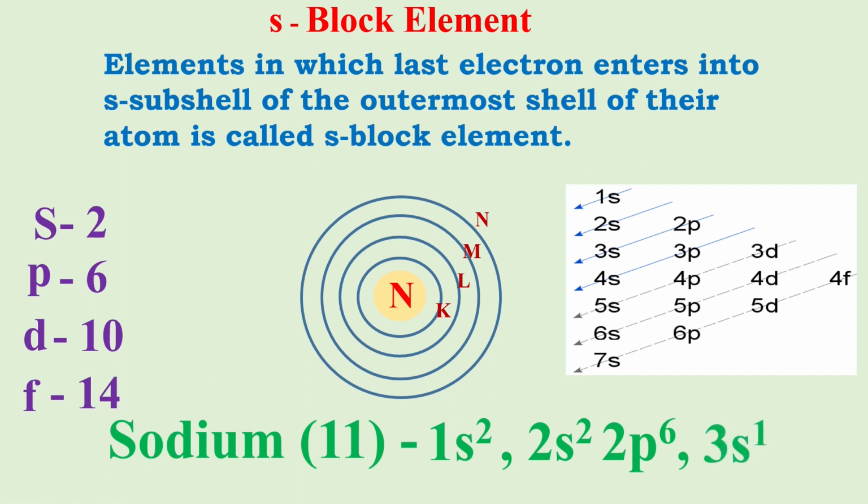In the same way, in all the elements of group 1A and 2A, last electron enters into S subcell of their outermost cell. That's why they are called S block elements. So we define this S block element like this: elements in which last electron enters into S subcell of the outermost cell of their atom is called S block element. Okay, this much for today.